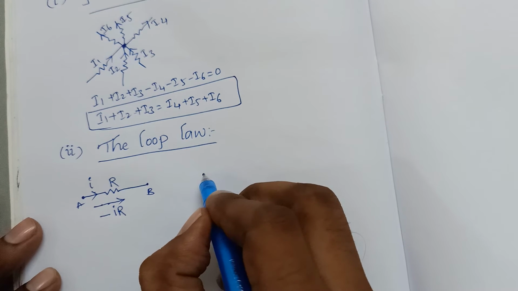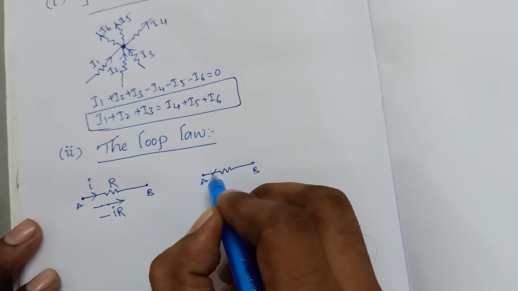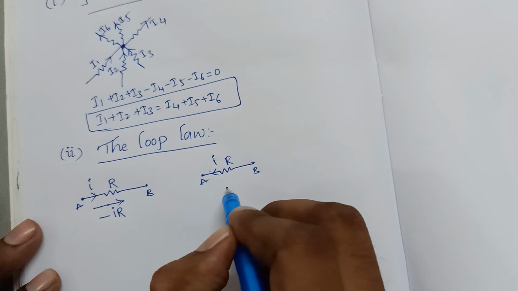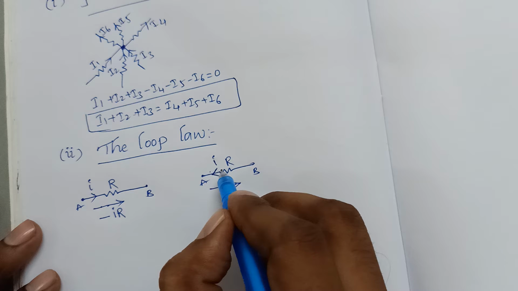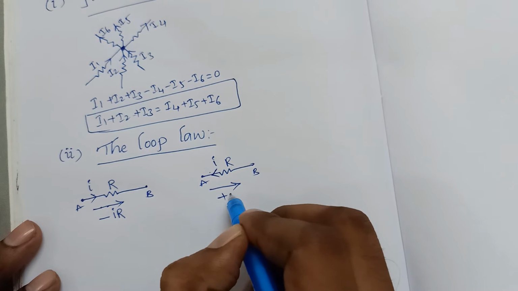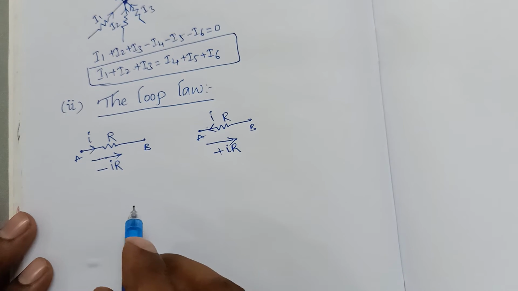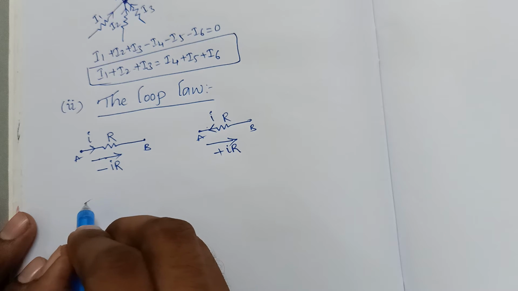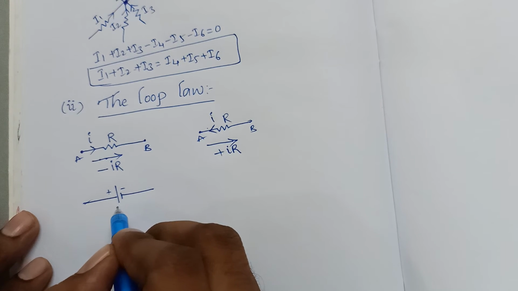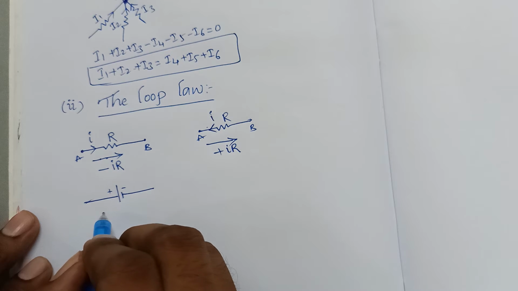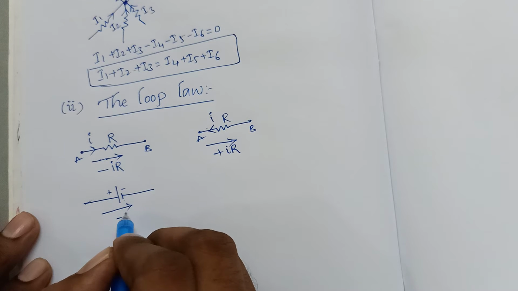Similarly, if the current direction is opposite to our assumption direction, then the potential difference I R will be taken as positive. Same way at the cell, this is a positive terminal and this one is negative. If our assumption direction is moving towards the negative end, we take the potential difference as negative.